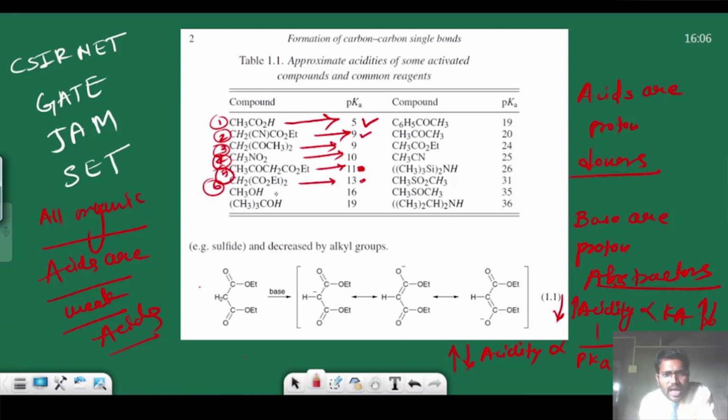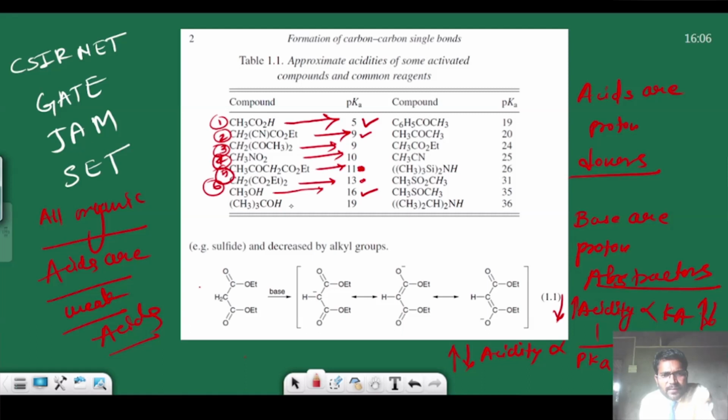Now comes methanol. Methanol is a polar molecule, you know it very well, an exceptionally highly polar molecule. It possesses a high dipole moment, just because of the high percentage S character. Methanol has pKa value 16.